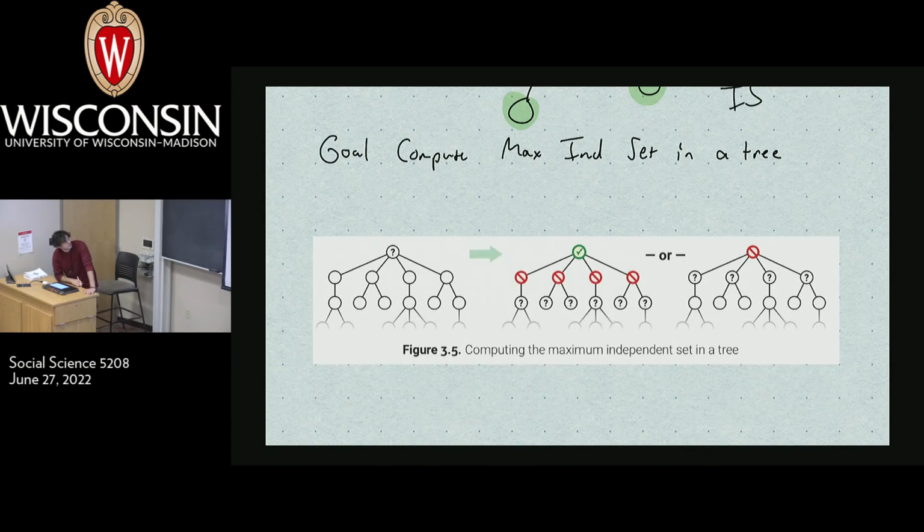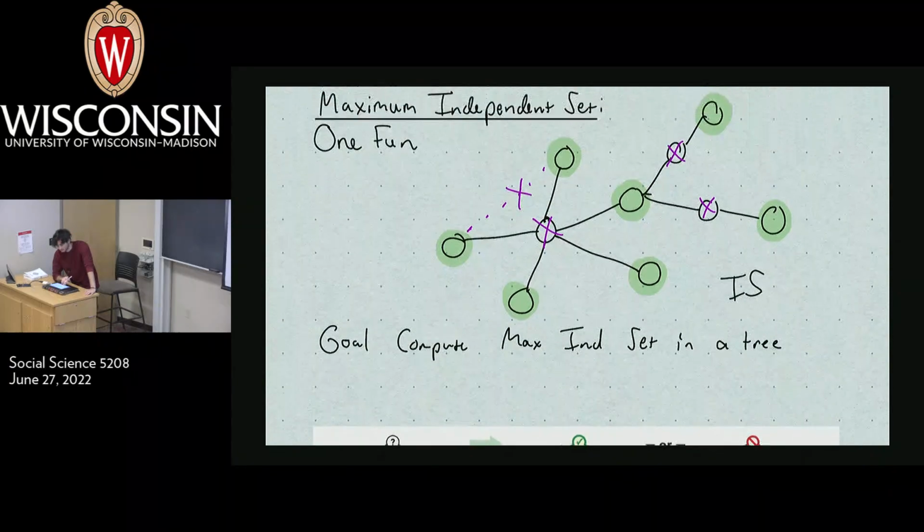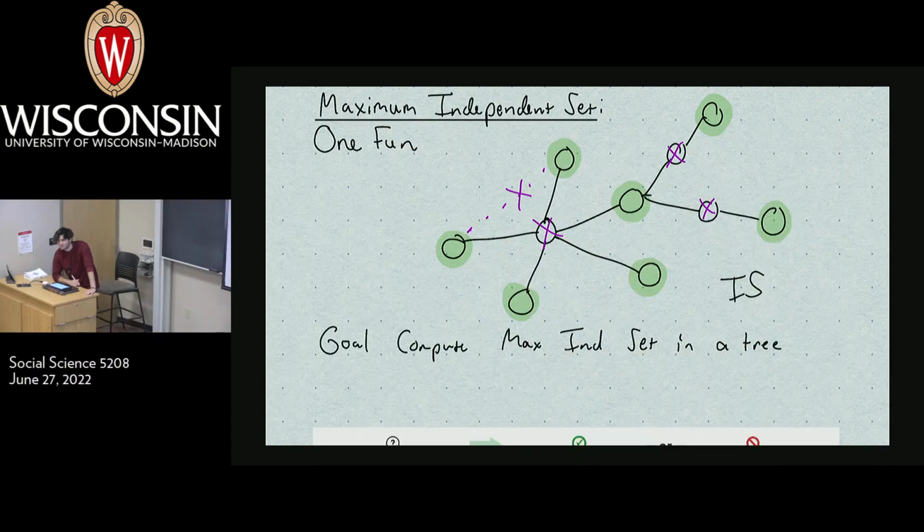So here's a picture. If you include the root of the tree, you cannot include any of its children because there's a direct edge to it. But if you don't include the root, then you can possibly include the children if you want to. So is the problem statement clear? It's just a picture, but I hope that makes it clear.